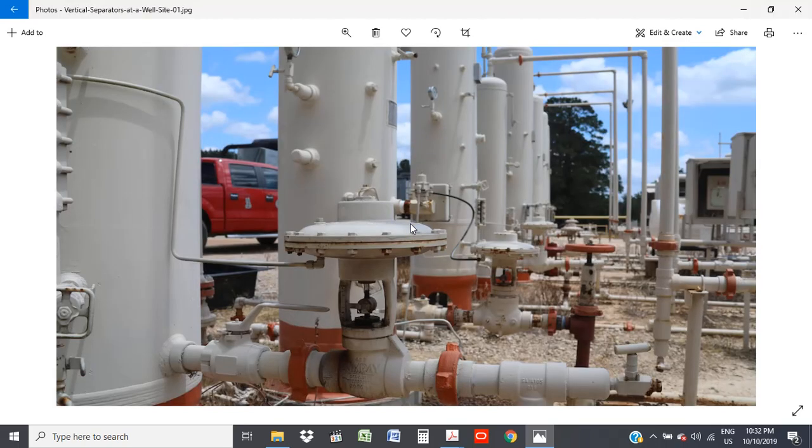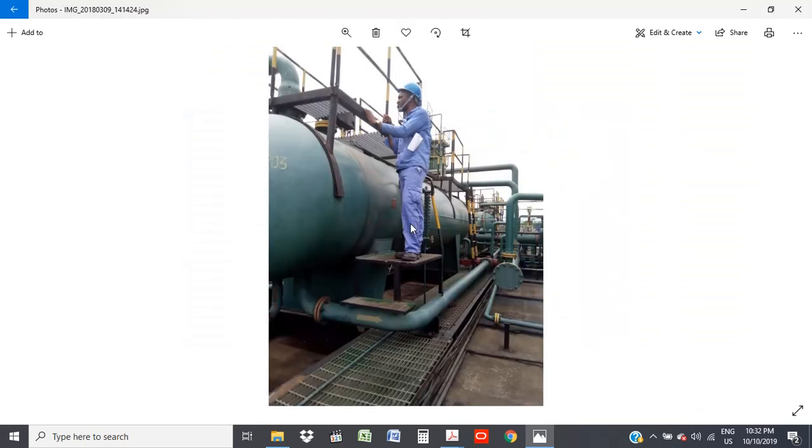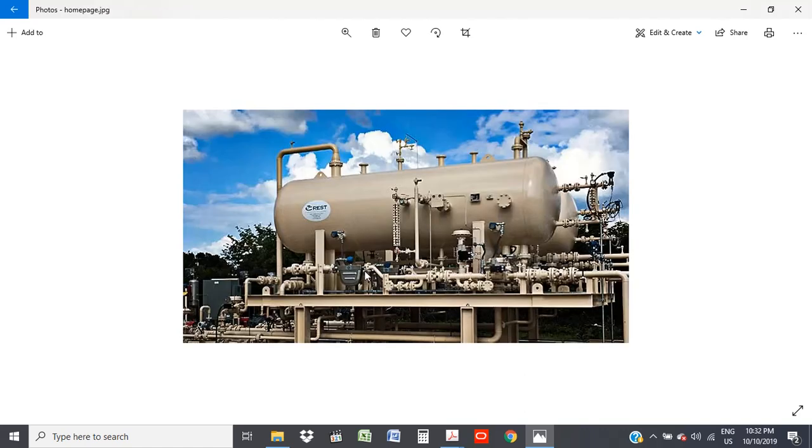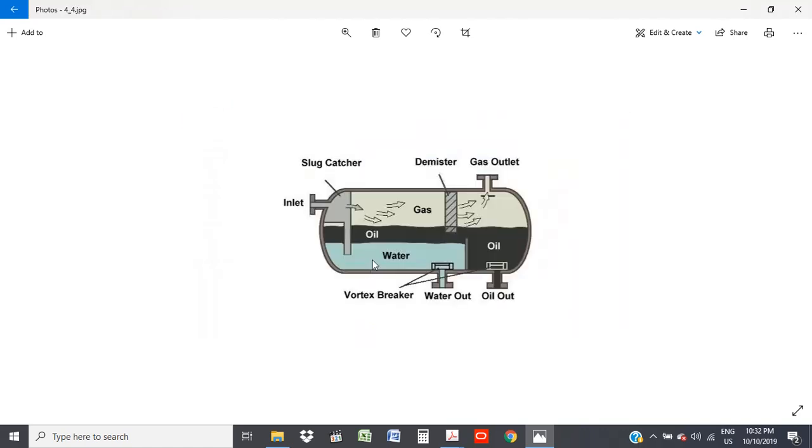So, thank you very much. That's it talking about separators. This is me when I was working, doing some inspection on the separator. I was checking out the certifications and making sure everything is up to date. So this is what it looks like, really.